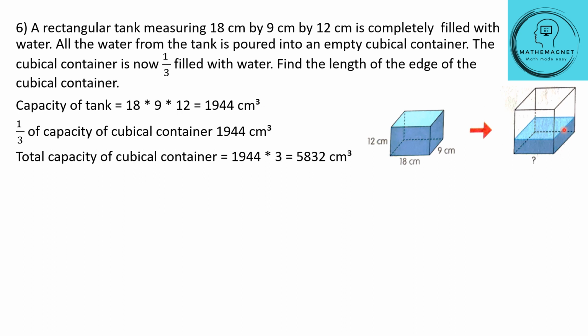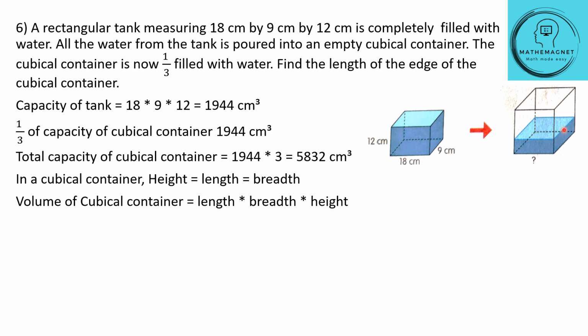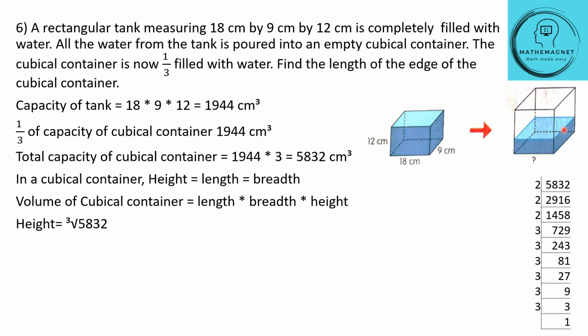Now we need to find the edges. We know in a cubical tank, all the edges measure the same. So to find the length of one edge, we will have to find the cube root of 5832. We'll use the prime factorization method. Here we take groups of 3's, and where 2 repeats 3 times, we consider it as once. This group of 3 we consider as once, and this group of 3 we consider as once. So it will be 2 into 3 into 3, which is equal to 18 centimeters. So the length of any edge of this cubical tank will be 18 centimeters.